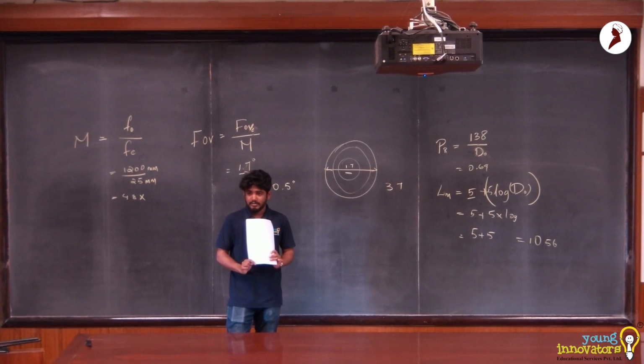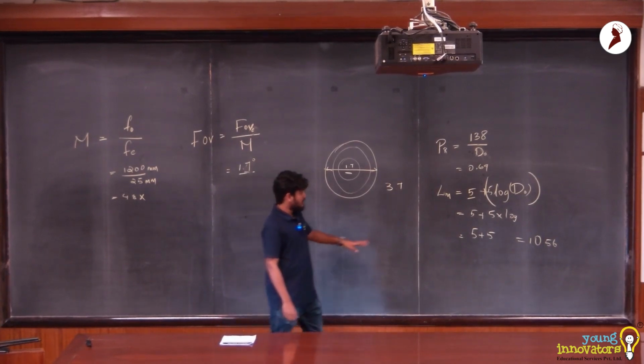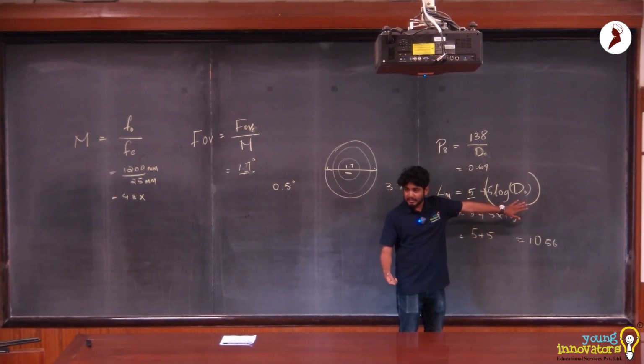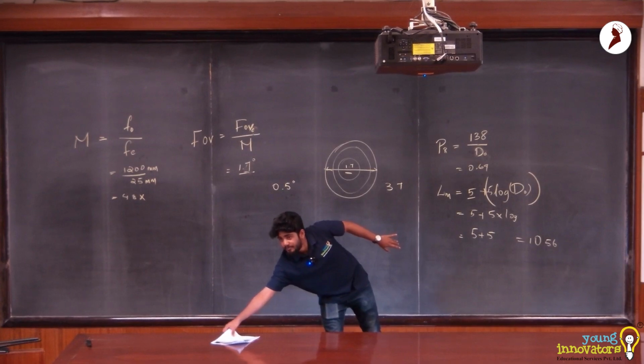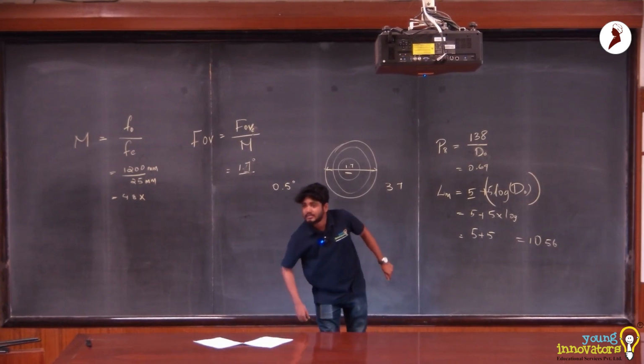What do you mean D? 5 log D from the calculator. D is given as 130 mm.